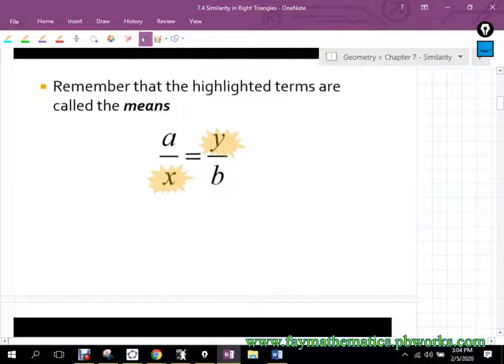Okay, so we talked the other day that those are the means, right? X and Y. Those are the things in the means position. A and B would be your extremes, right?